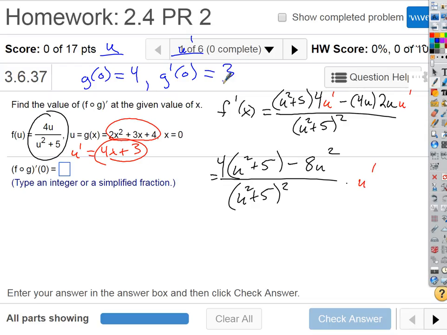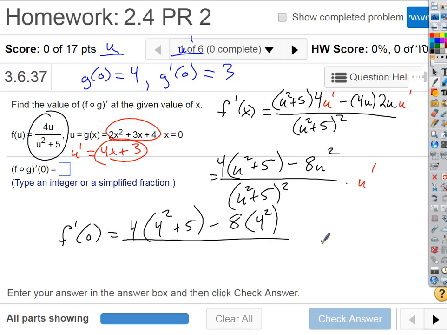So if we're evaluating this at 0, then we just end up with f prime of 0 equals, well, what do we get? 4 times u is 4 squared, right? So 4 squared plus 5 minus 8 times 4 squared, divided by 4 squared plus 5 squared, all times 3. Just throw it in your calculator and get a number, right? No big deal.